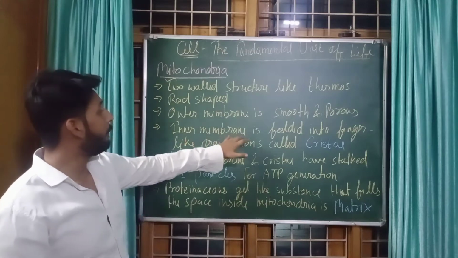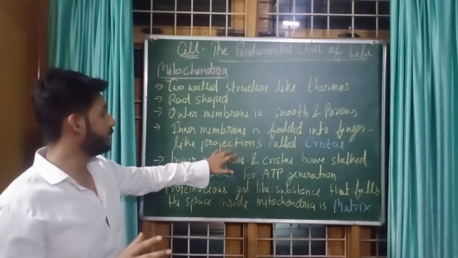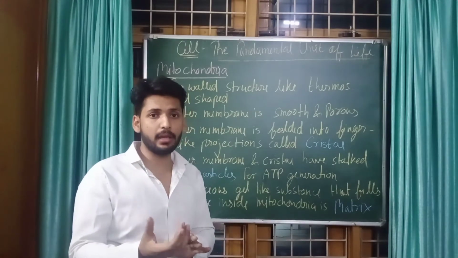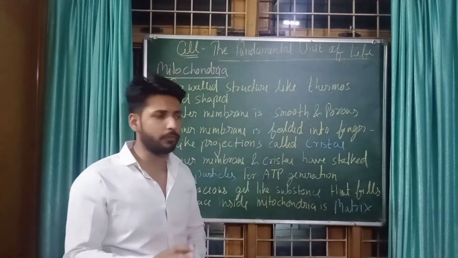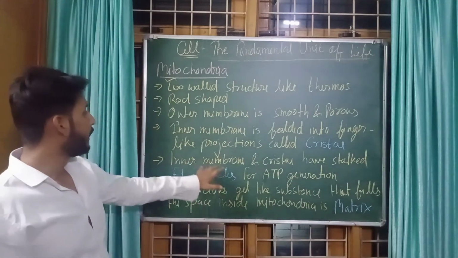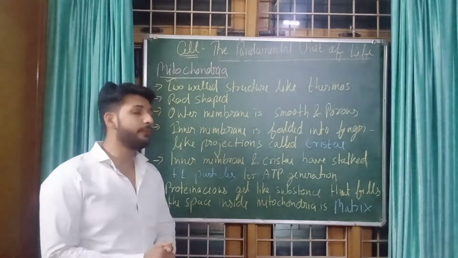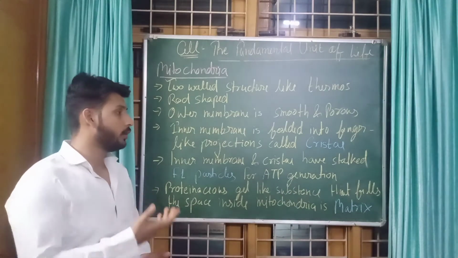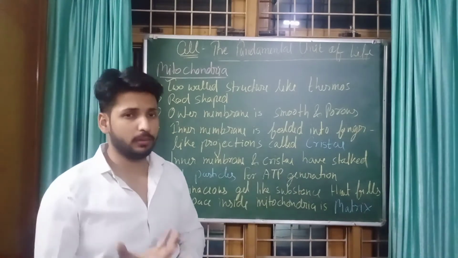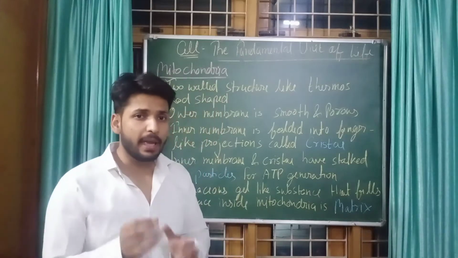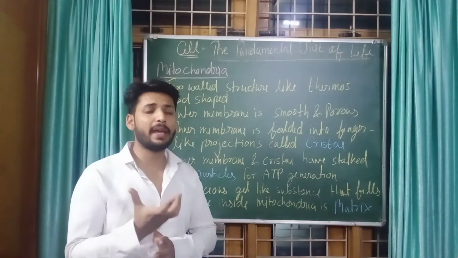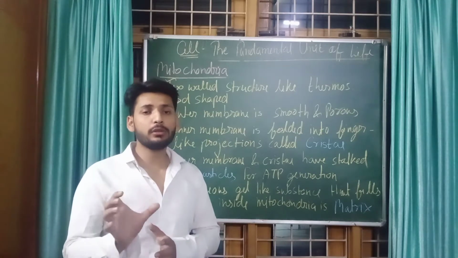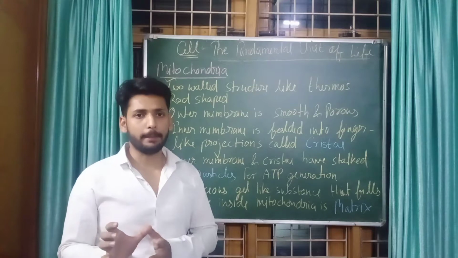Here, the membrane is folded into finger-like projections, and these form cristae. You can say cristae. I'll show you with the help of a diagram. Don't worry, we'll study it. Next, the inner membrane and cristae have stalked F1 particles for ATP. What is ATP? I just talked about ATP. ATP is a molecule known as adenosine triphosphate. Got it? It is used as energy in our body.